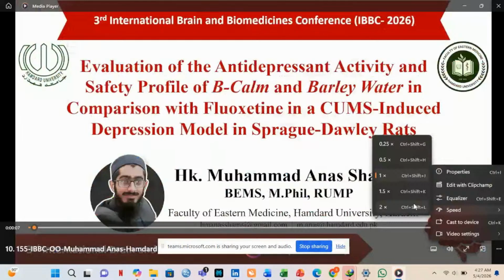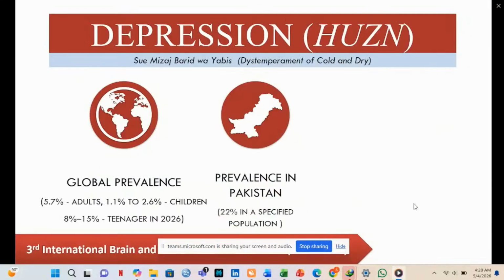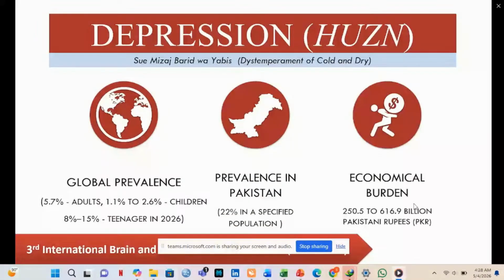When you see the prevalence of depression in Pakistan, according to a study done in a specified population, 22% of that population was suffering from depression. The economic burden of depression, its treatment strategies and outcomes in Pakistan was 250.5 billion rupees in 2016, which has increased to 617 billion Pakistani rupees in 2026, and it has been increasing day by day.